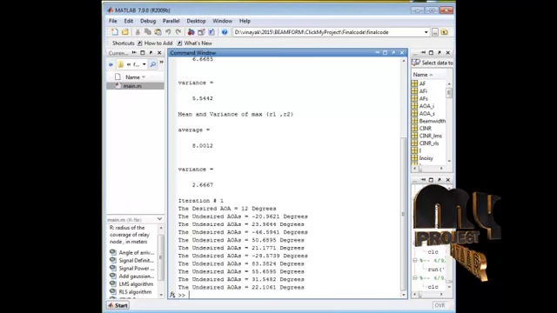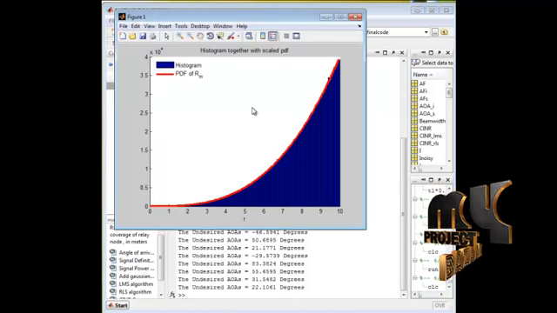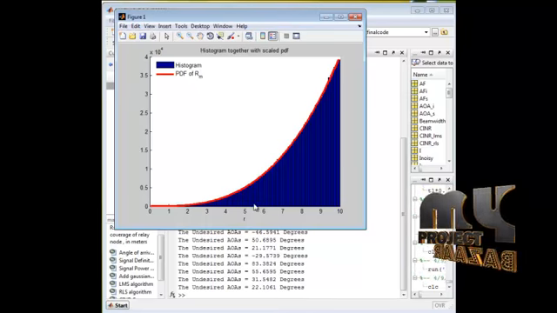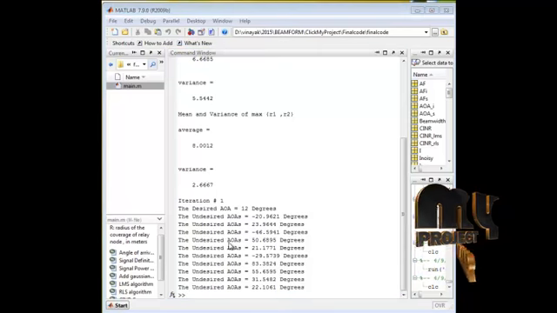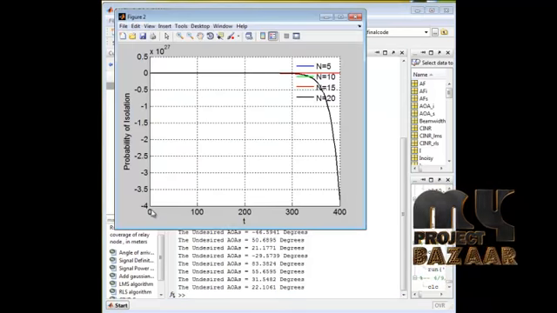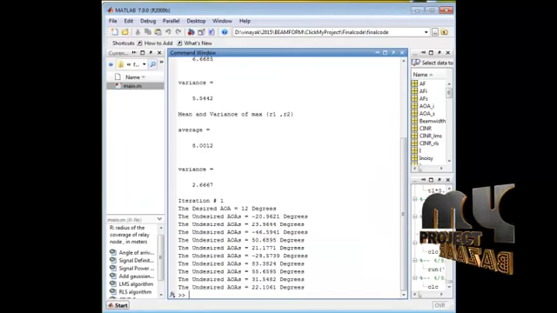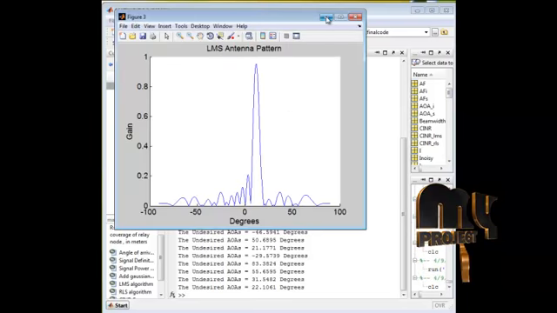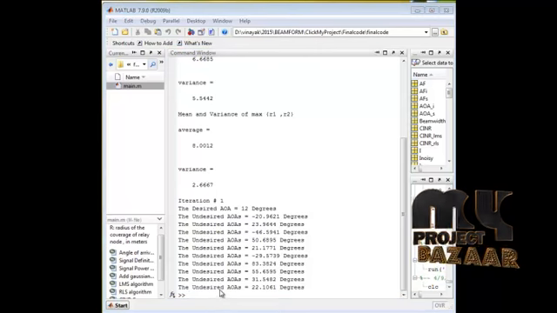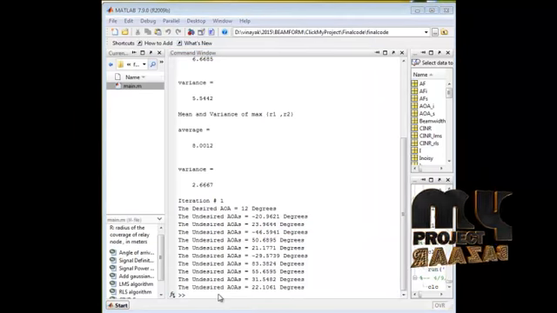Now I explain each of the figures. Figure 1 shows the histogram together with the probability distribution for the number of correlation values. The second plot shows the probability of isolation for various numbers of users. Figure 3 shows the antenna pattern for the least mean square algorithm, and Figure 5 shows the antenna pattern for the recursive least square algorithm.